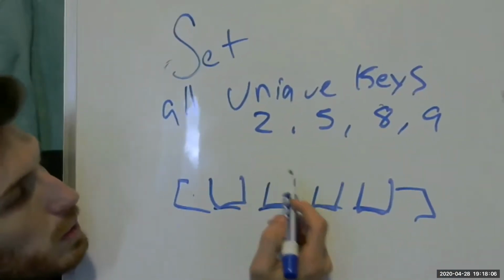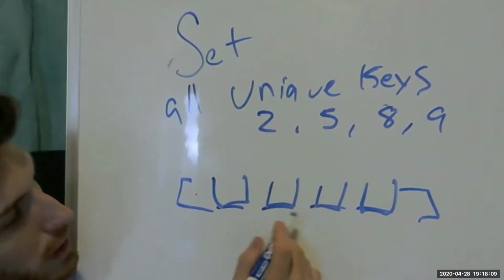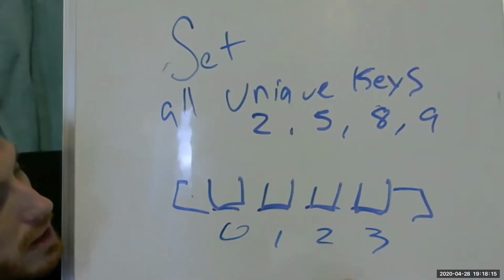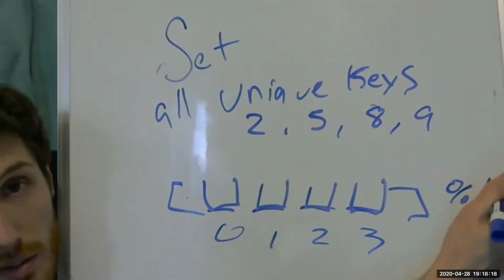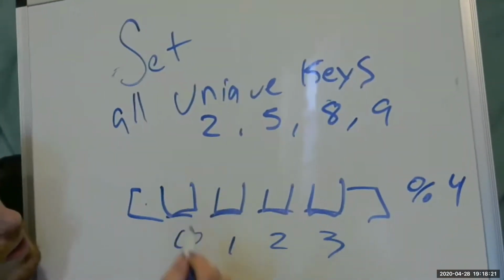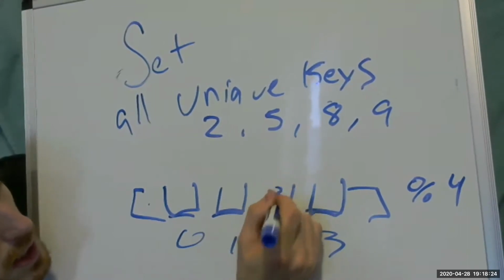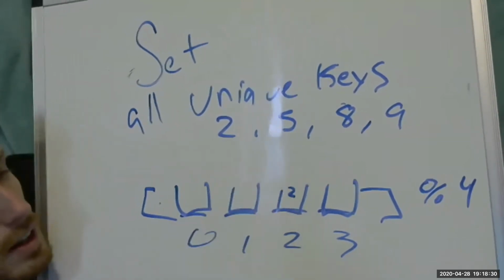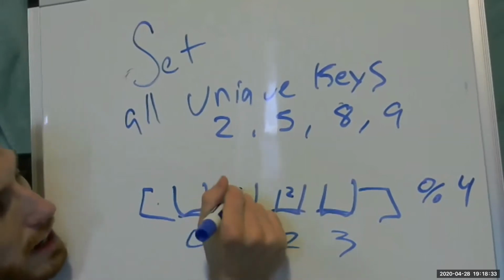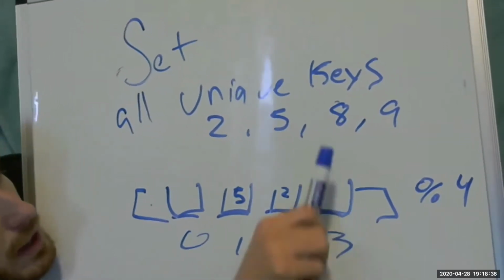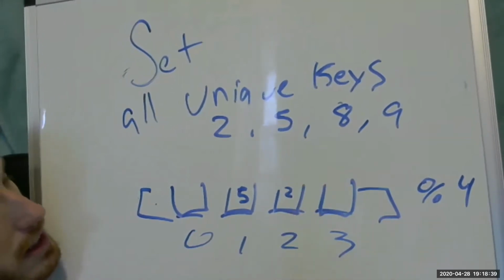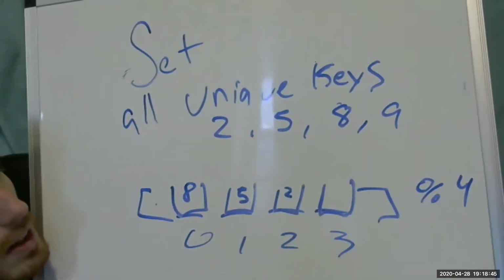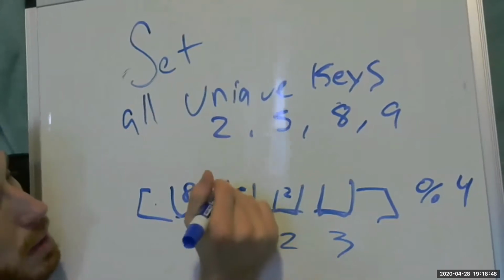So we go, okay, well, 2 mod 4, that's going to give us our remainder of 2. So 0, 1, 2, 3. So we'll mod by 4. And we go, okay, so 2, that's going to go in here. So we'll store this number 2 inside of our bucket here. And then we'll go, okay, we've got a 5. Well, 5 mod 4, that gives us a 1. So we'll put our 5 in here. Great. We go 8. 8 mod 4, that's going to give us our 0. So we'll put our 8 in here. And we go 9 mod 4. That's going to give us 1 as well. So we'll also be putting our 9 in here.